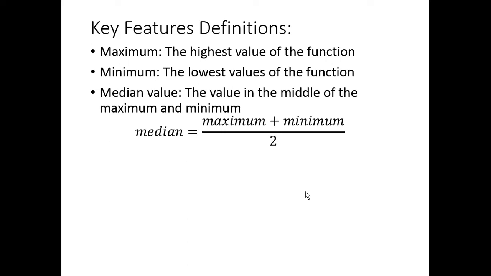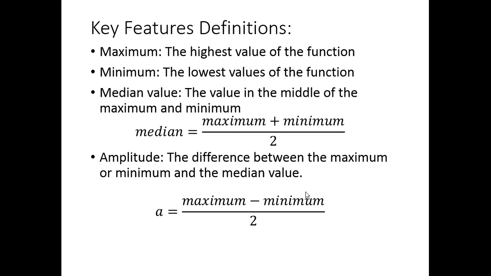You can just kind of eyeball it by saying, well, what's the minimum, what's the maximum, and then looking halfway in the middle. But if you do want a formula for it, it is the maximum plus the minimum divided by 2. So that'll tell you what's exactly in the middle, which is the median value. It can often be helpful to draw a horizontal line at the median value to help you figure out some of the other key features.